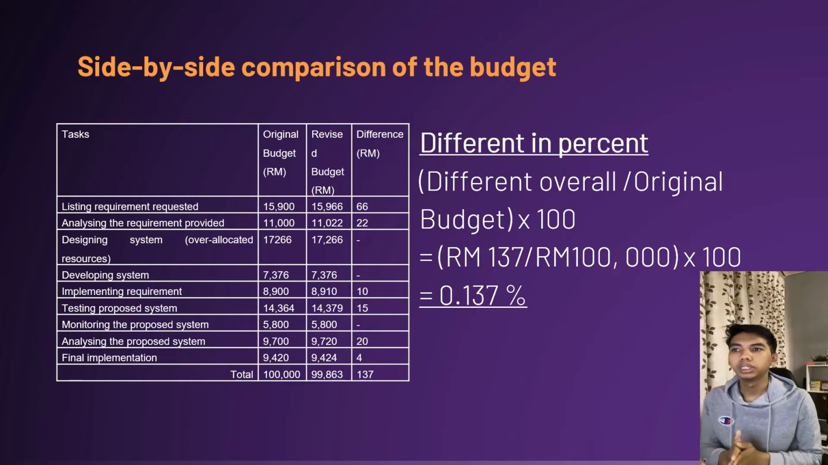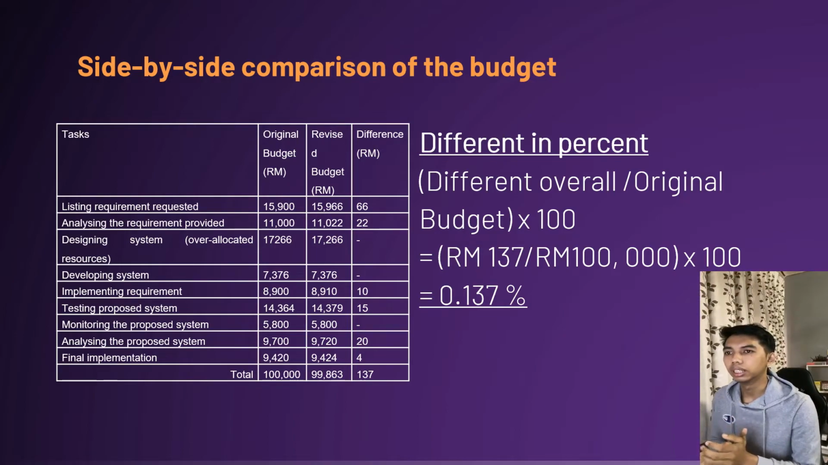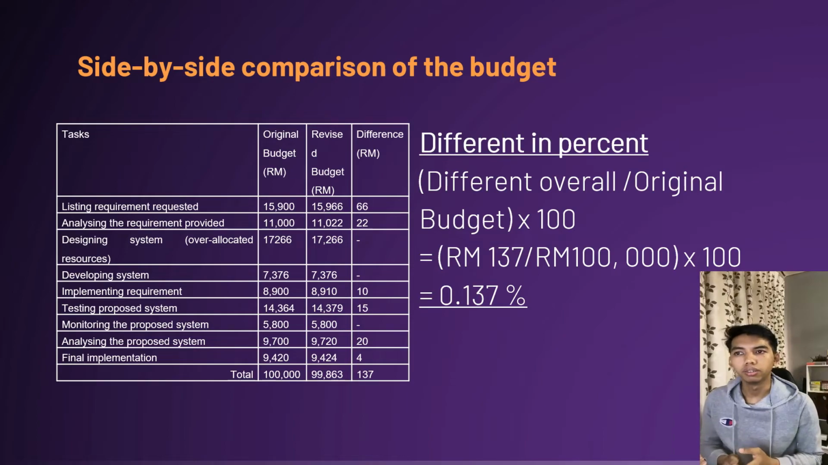So part 3 is a side by side comparison of the budget. We can see here our original budget is 100k, and our revised budget is 99.863k, and the difference is slight actually between original and revised, which is only 137 ringgit.